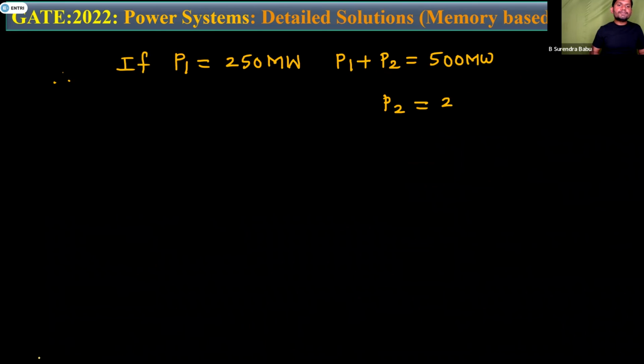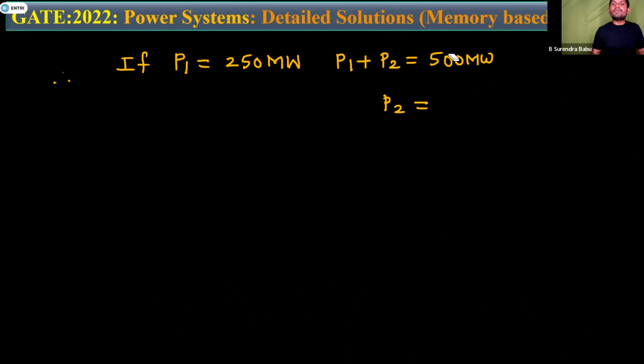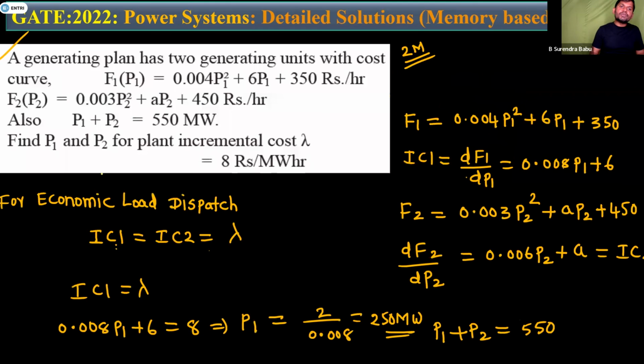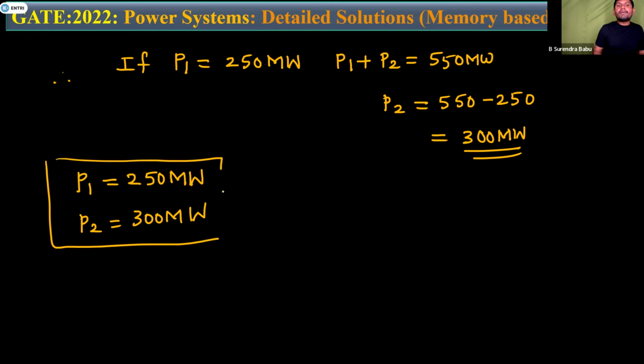Then you substitute here, friends. P1 plus P2 equals 550. Then P2 is 550 minus P1. P1 is 250, so P2 equals 300 megawatts. Actually, in the exam, options are given, but here they are not typed in the question. Whatever option is there like this, you can select it: P1 equals 250 megawatts and P2 equals 300 megawatts. It's a 2 marks question, and you can solve it in a fraction of a minute. Clear, friends?